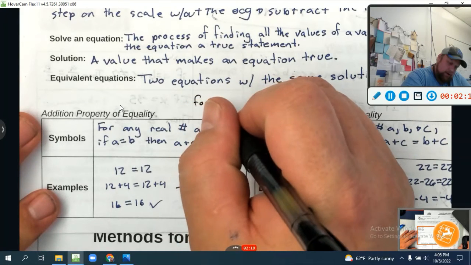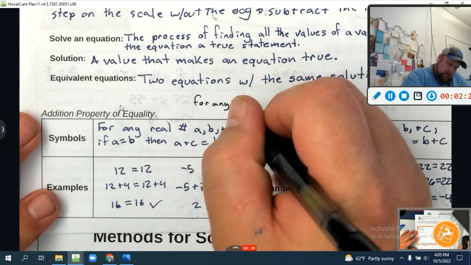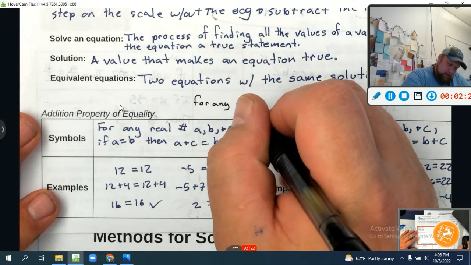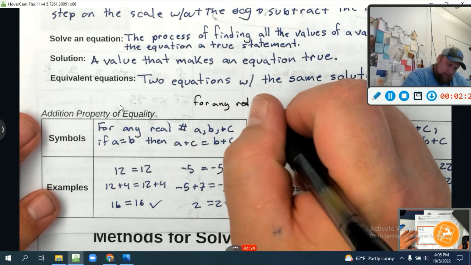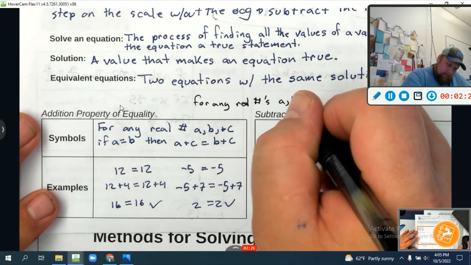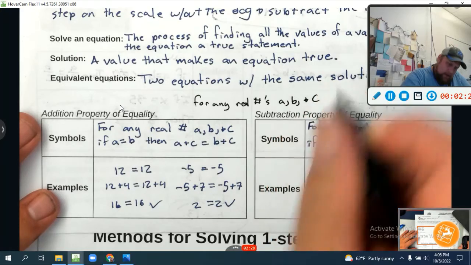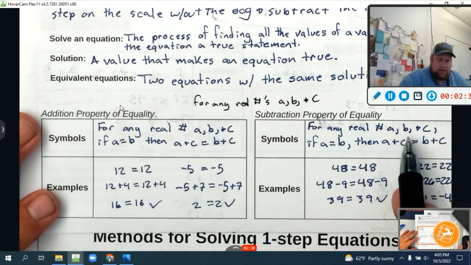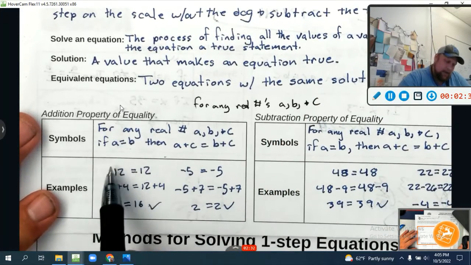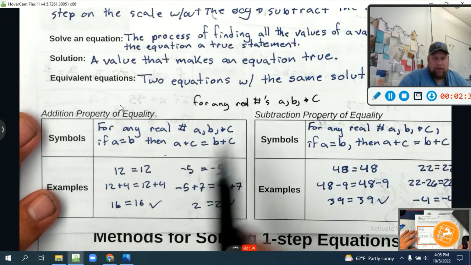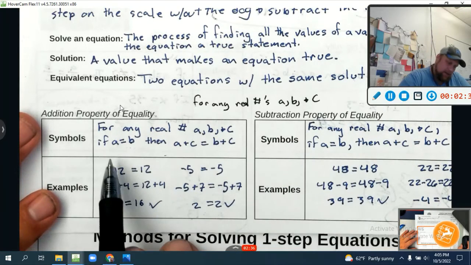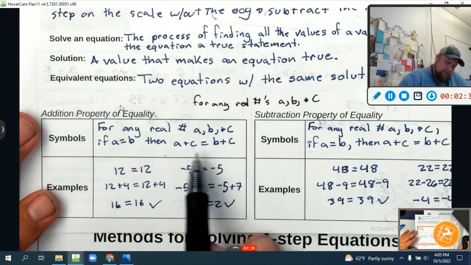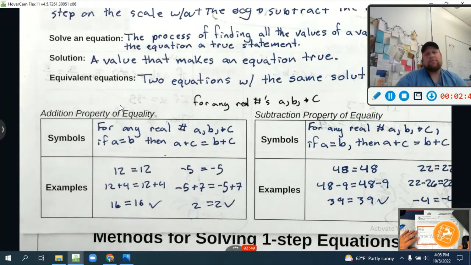For any real numbers A, B, and C. So where you see me write that twice, don't write that, just write the second line. So in the addition property of equality, again, for any real numbers A, B, and C, if A equals B, then A plus C equals B plus C. In other words, if the numbers are the same, then if I add the same thing to both sides, they're still balanced, right? They're still the same.